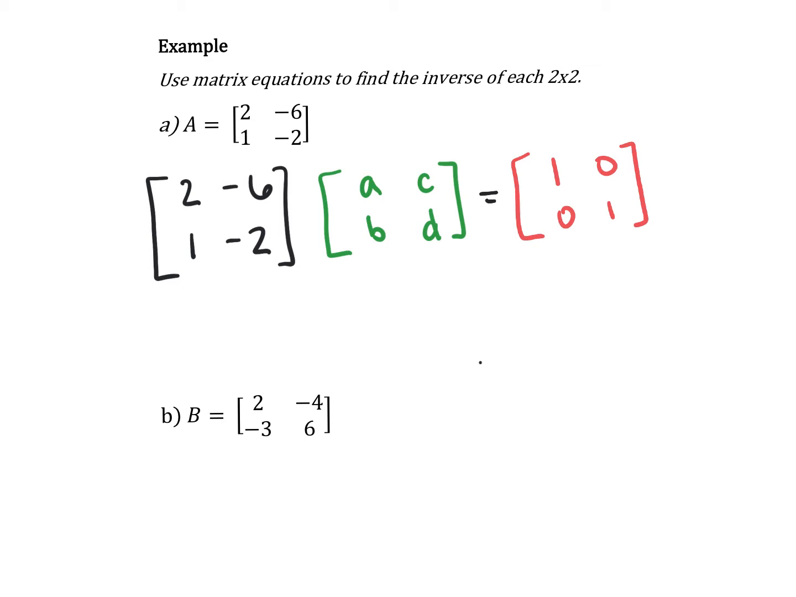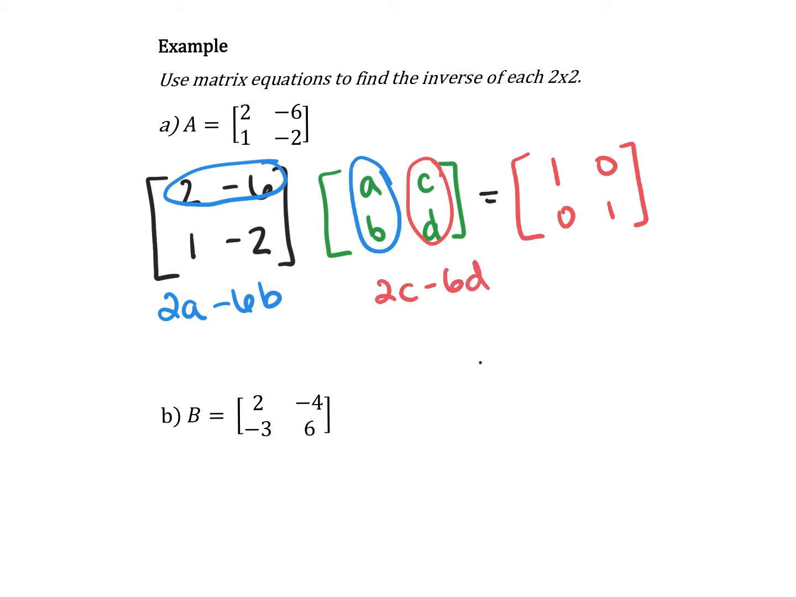And we begin to create matrix equations. So my first matrix equation, I'm going to multiply this row by this column. So I get 2A minus 6B. Then take the same row and multiply by the next column, which is 2C minus 6D. Second row, first column, A minus 2B. Second row, second column will be C minus 2D.